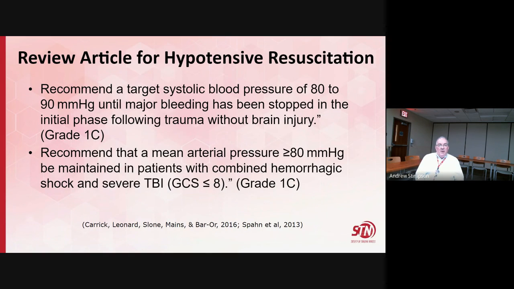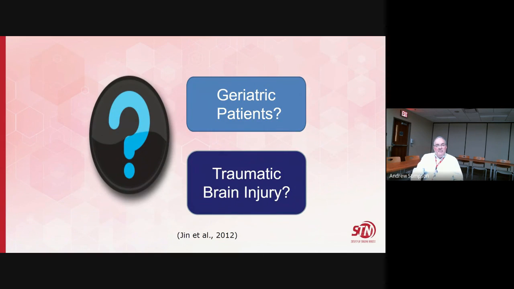So they recommend target blood pressure of 80 to 90 until the major bleeding is stopped. And the caveat to this is without brain injury. So brain injured patients need a higher perfusion pressure to perfuse the brain. The other group of patients that I think probably doesn't warrant this kind of permissive hypotension would be the pregnant patient. Geriatric patients as well. Just remember, a lot of geriatric patients have blood pressures in the 140s, 160s, 180s, and if we tolerate 80, that's a real decrease for them. So we haven't answered the question on what the ideal mean arterial pressure for both these patients is yet.